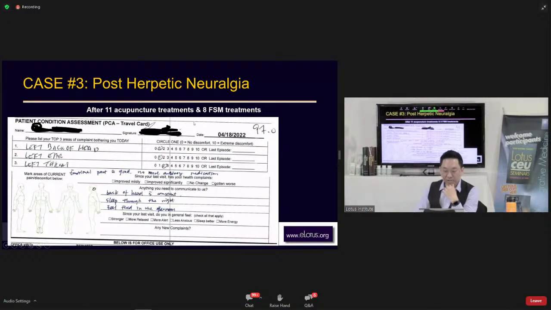After 11 treatments and 8 FSM treatments, look at it. It's a 1 to 2 out of 10. Emotional part is good. No more anxiety medication. Back of head 5 is constant. He's sleeping through the night, right? So significantly better. And he's back at work, which is his life effect.